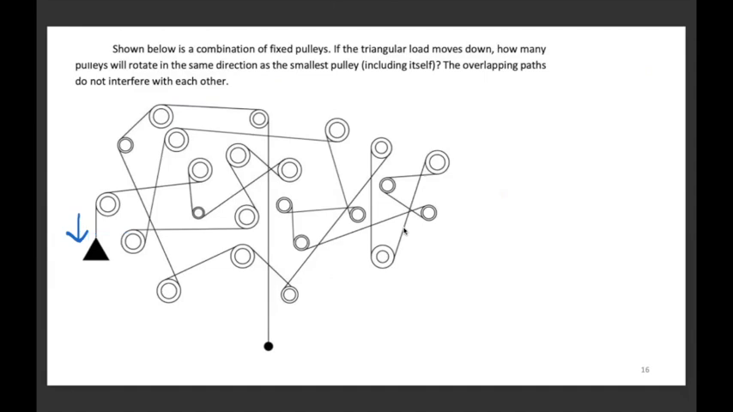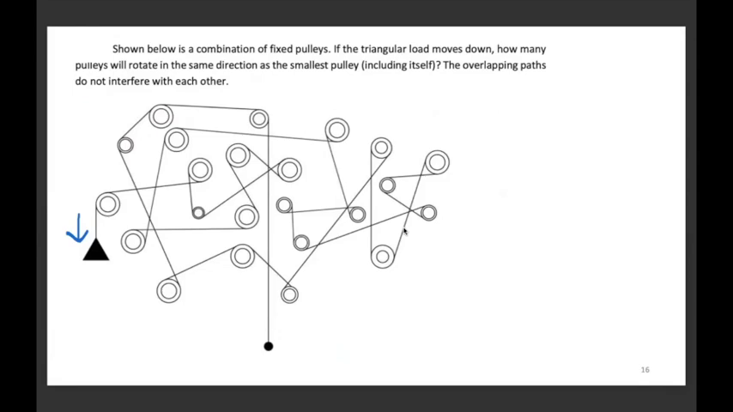You have to identify how many pulleys will rotate in the same direction as the smallest pulley, including itself. The overlapping paths do not interfere with each other.